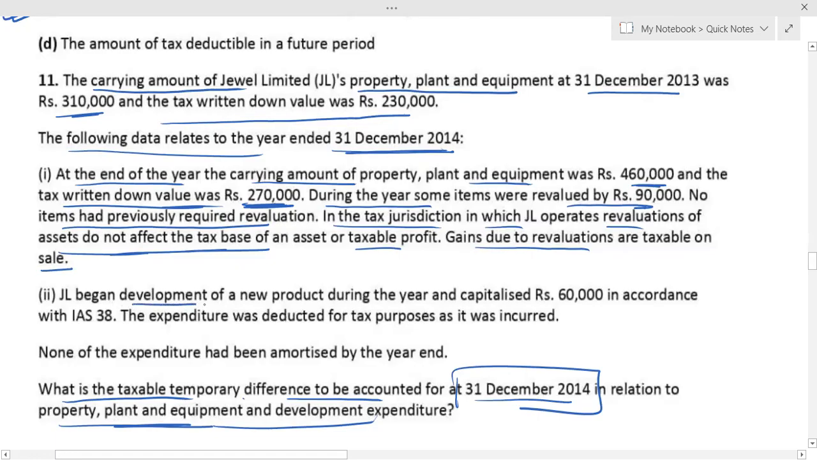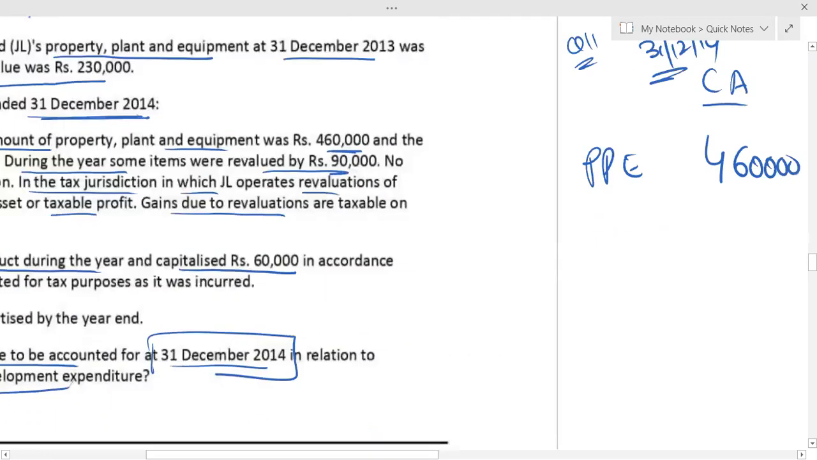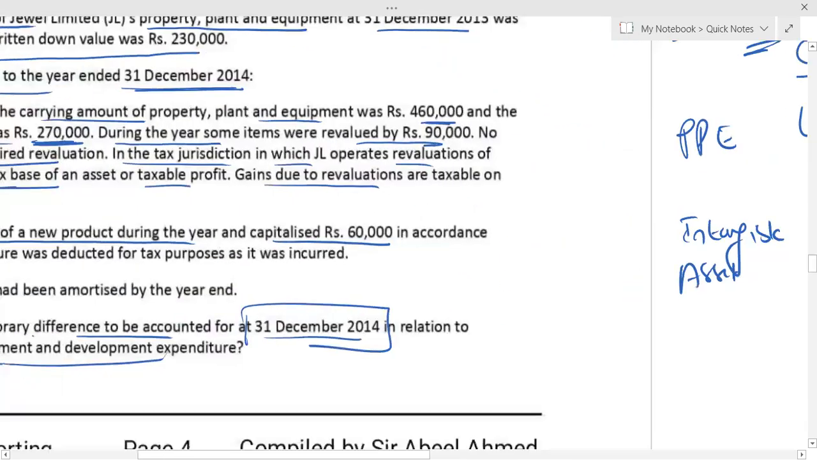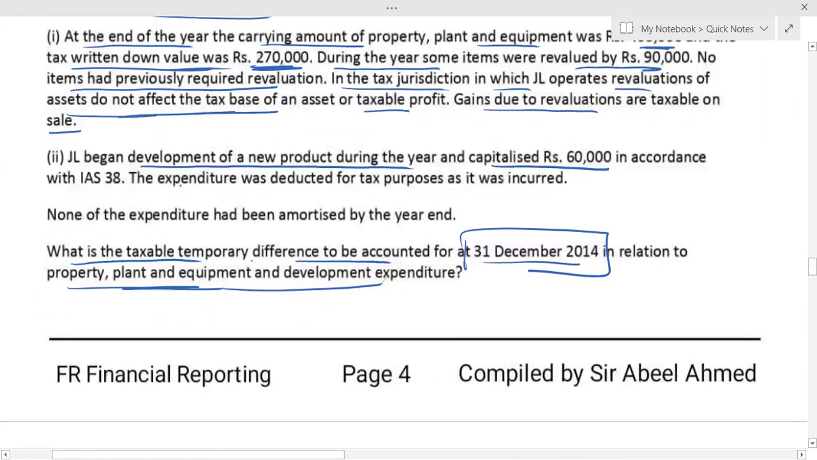JL began development of a new product during the year and capitalized 60,000, which simply becomes an intangible asset of 60,000. The expenditure was deducted for tax purposes when it was incurred. So we have capitalized development expenditure of 60,000 as our intangible asset, but according to the taxation authorities, they do not accept it as an asset. According to them, this 60,000 should be expensed.